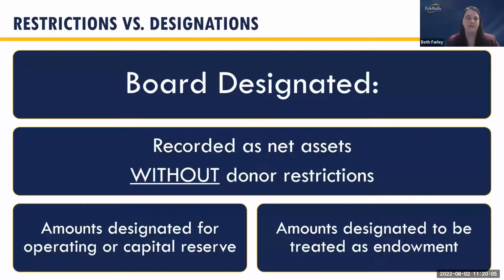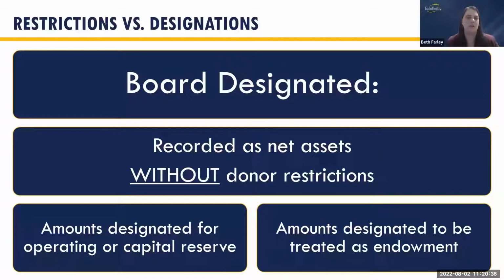The next piece that we're going to go through is board designated. These would be anything that's recorded as net assets without donor restrictions. And those fall into two different categories: amounts designated for operating or capital reserves. If a nonprofit wants to set aside reserves for, say, just general operating, it's usually a good idea to have several months' worth of operating expenses set aside as a reserve for potential cash flow issues and concerns.